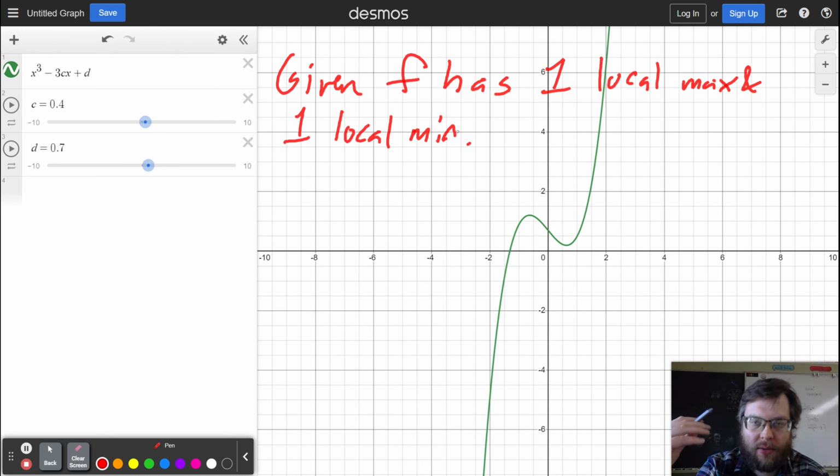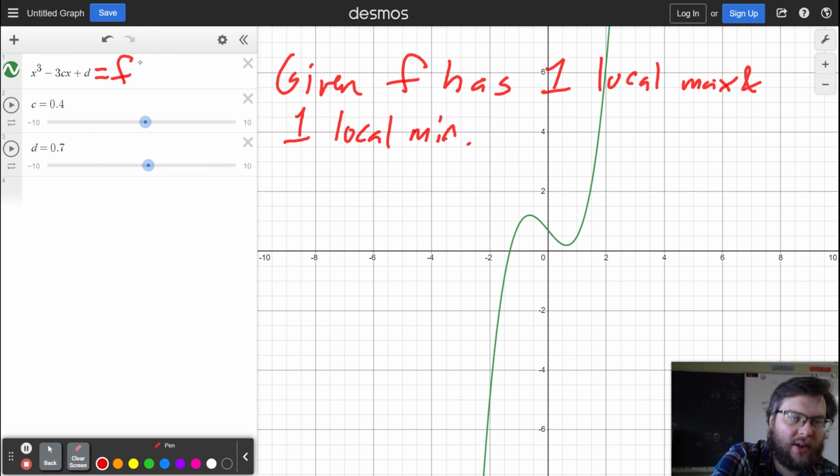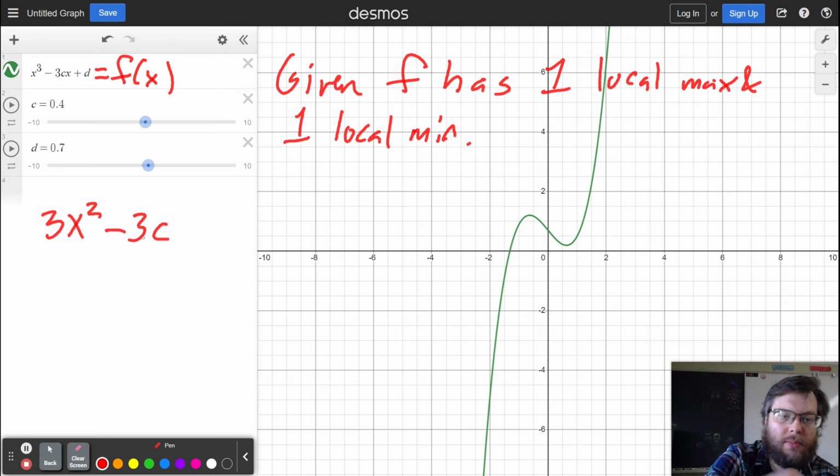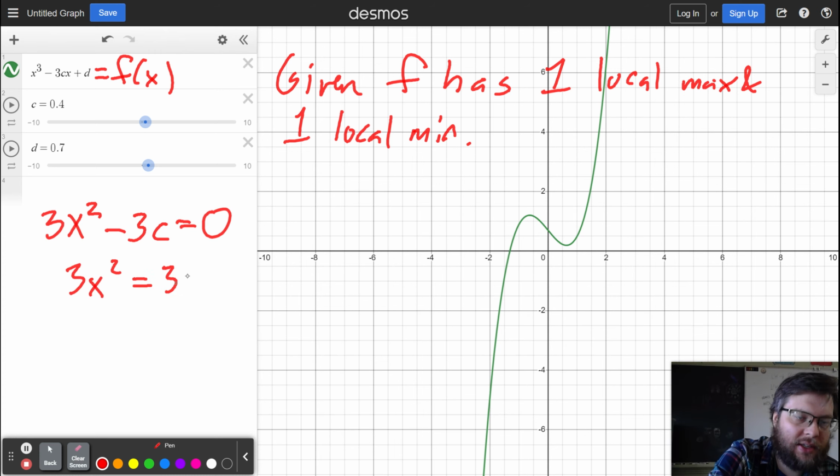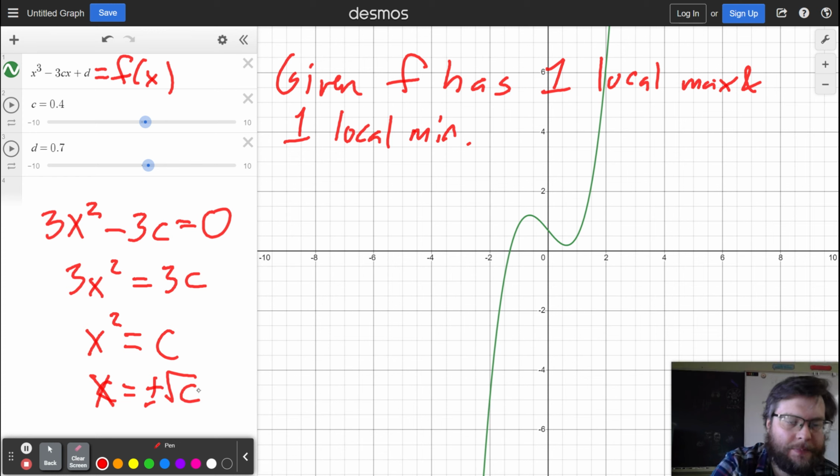Okay. So if I want to find a maximum and a minimum, I'm going to take a derivative. So my original function is called f of x. My derivative is fairly straightforward, 3x squared minus 3c. And if I'm going to find a maximum or a minimum, I'm going to set that equal to 0. I'm going to solve for x by adding 3c, dividing by 3, and getting x equals, not c equals, x equals plus or minus the square root of c.